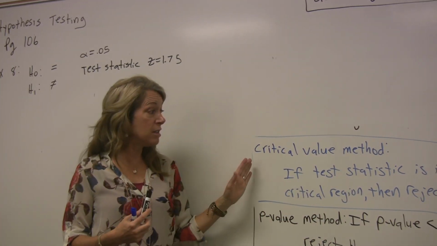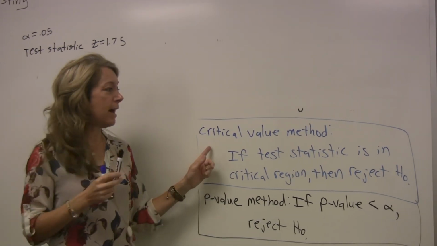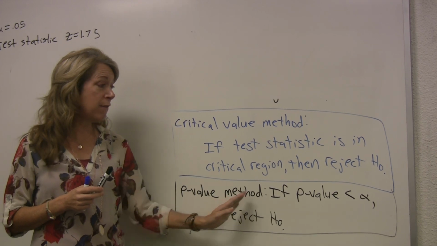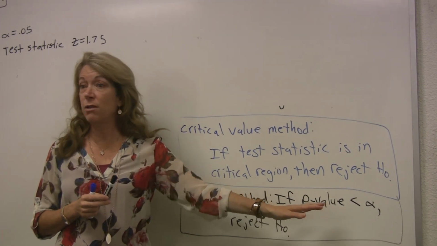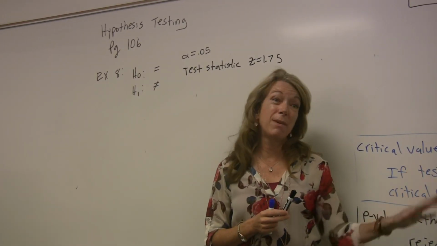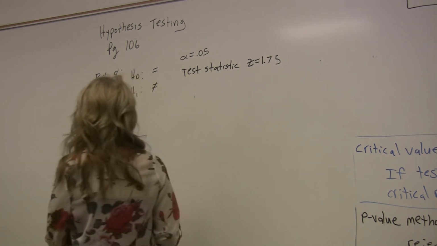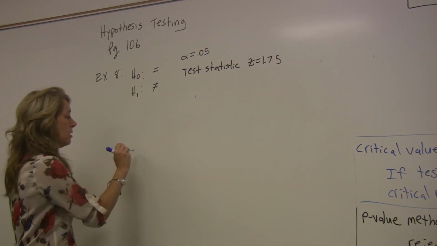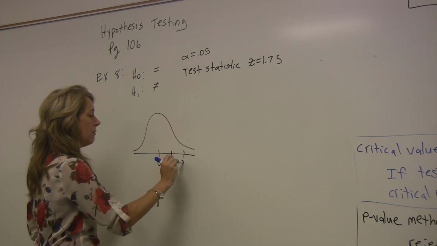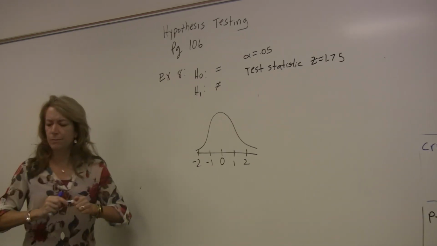So we either have to decide, is that 1.75 in the critical region? Or we have to decide if its p-value is small. We have to do one or the other. Or both. I'm going to do both to make sure we understand how they both work. So I'm going to draw a picture. Here's my normal distribution. Let's do the p-value method.